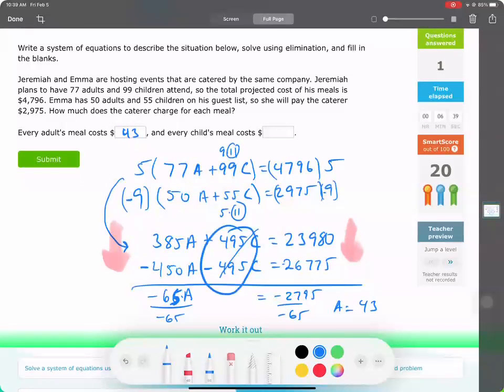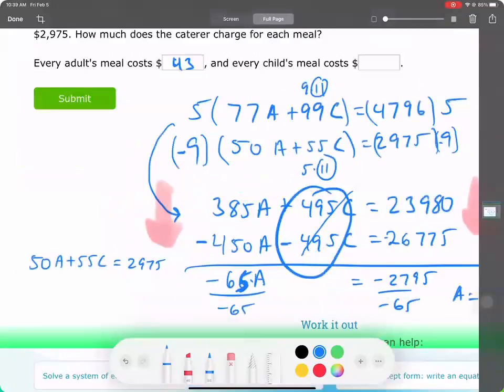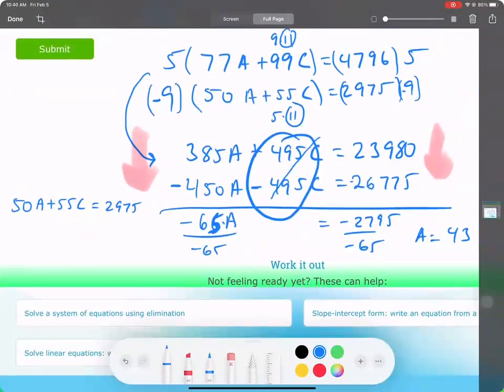Now we're going to go back and solve for the other variable, our C value, and let's use the second one. 50A plus 55C equals 2,975. We're going to use this one, but lucky for us, we already know what our A value is, right? We said our A value is going to be 43. So 50 times 43, that's our adult price, plus 55C is equal to 2,975. Most of this time I'm just copying the problem. 50 times 43 is a huge number. That's 2,150 plus 55C.